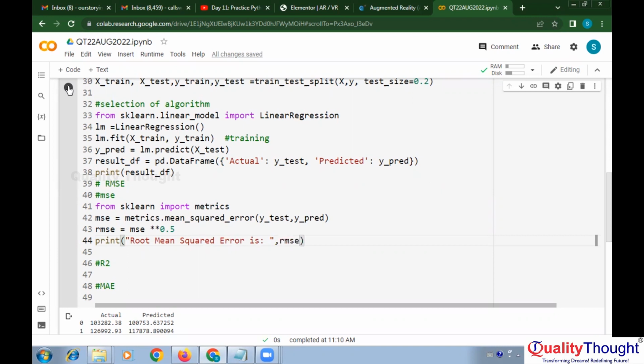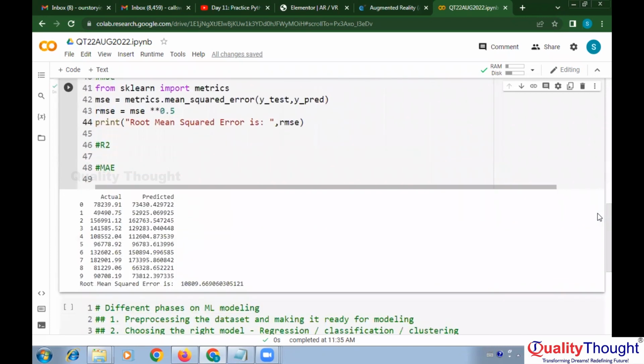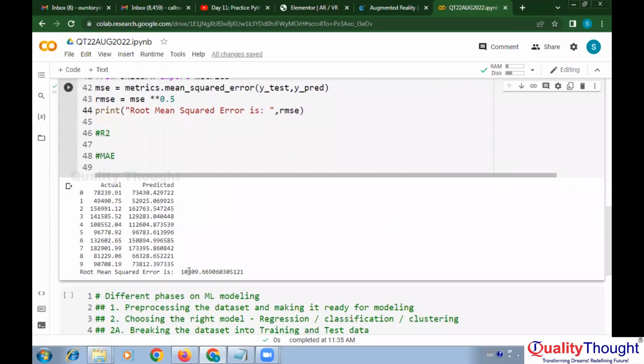So the error of this metric, this algorithm is 10,000. Is it 10,000? Yes. Oh, yeah, it is 10,800, right? 10,000. Yes, this is your RMSE. So this is the error, root mean square error.